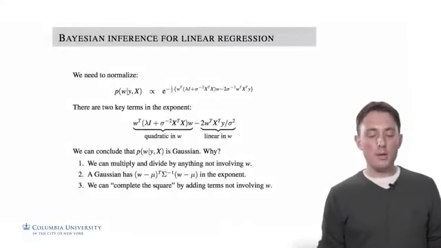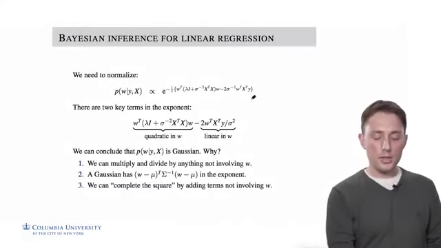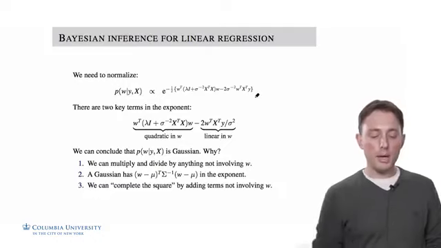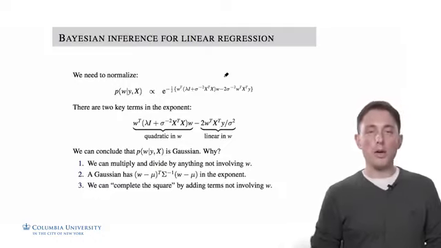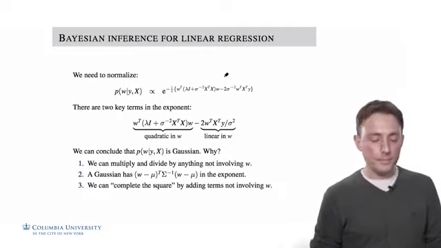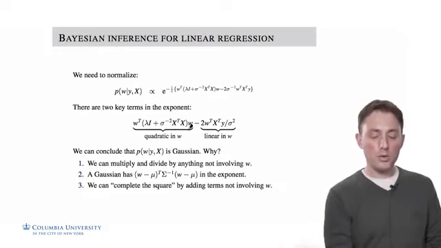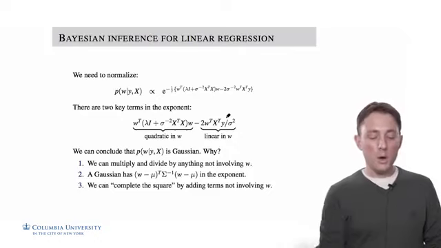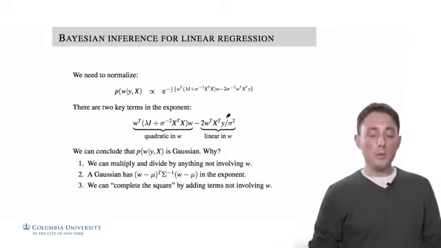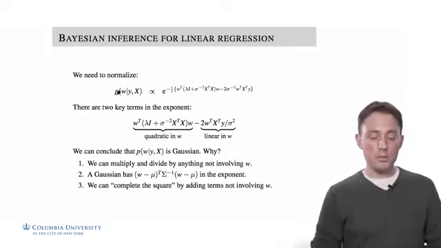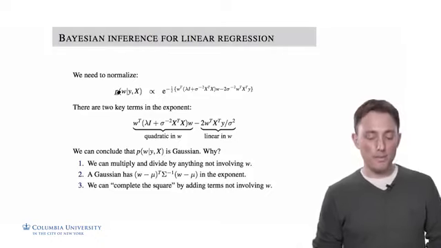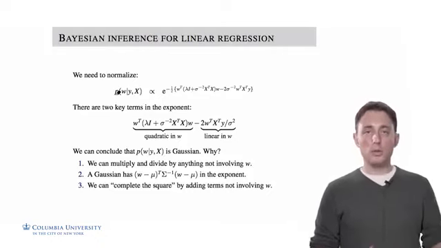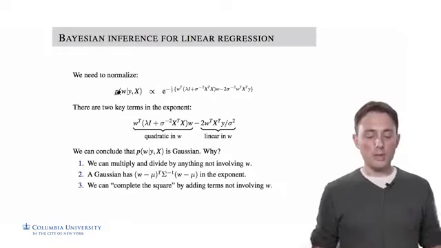Okay, so where we're at now is that we need to normalize this function. We need to divide this function by its integral over all values of w in R^d. There are two key terms here: a quadratic term in w, and a linear term in w. Already from this we are able to conclude that the posterior distribution is a multivariate Gaussian. In the next slide I'll go through some steps for actually doing this.